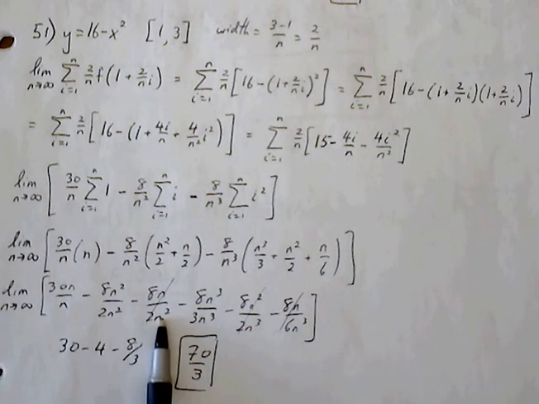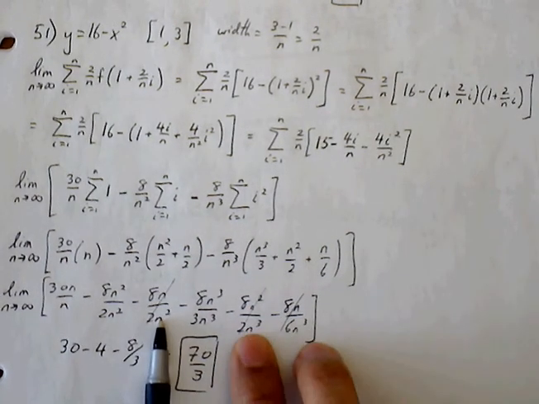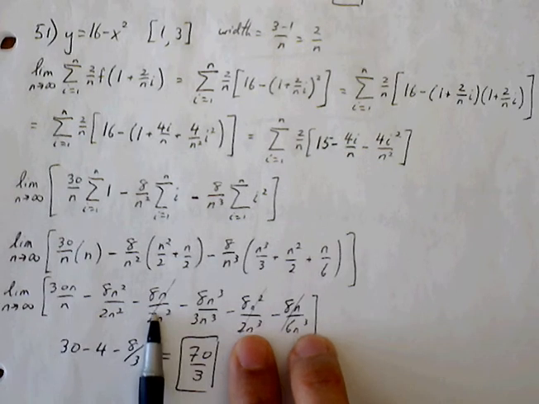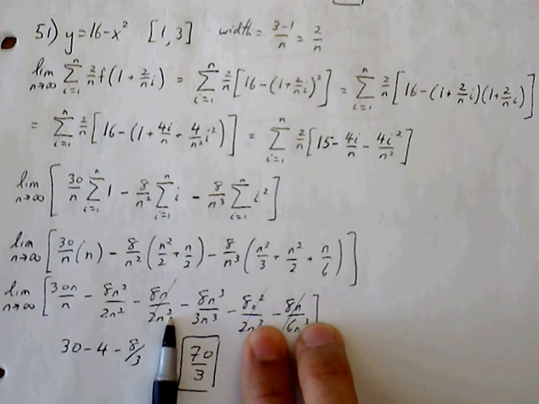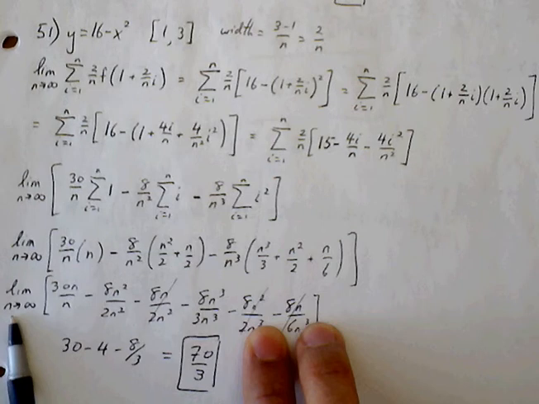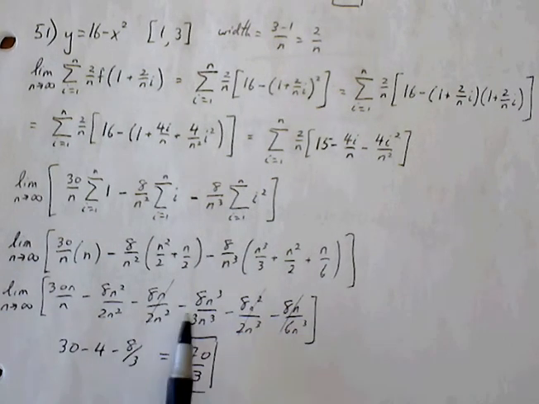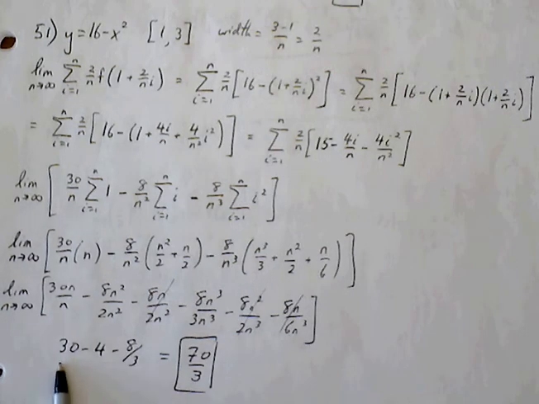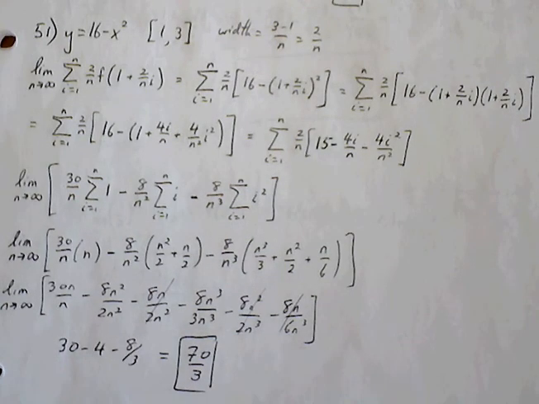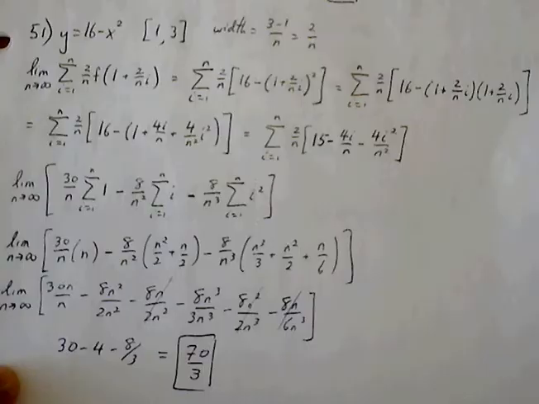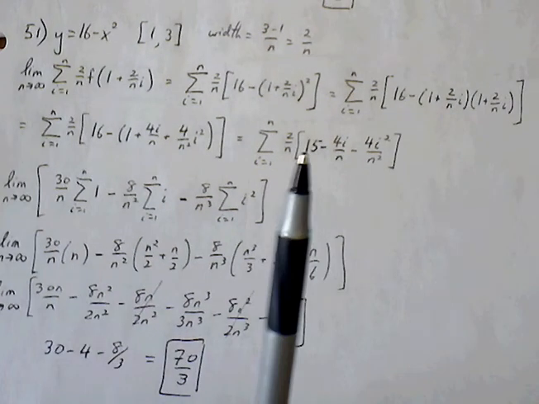So for these three fractions, they're going to go to 0 because the denominator degree is higher, because n is approaching infinity. So we're left with 30 over 1, which is 30, 8 over 2, which is 4, and then 8/3. So we combine this, we get 70 over 3. Okay. Let's also do number 53.